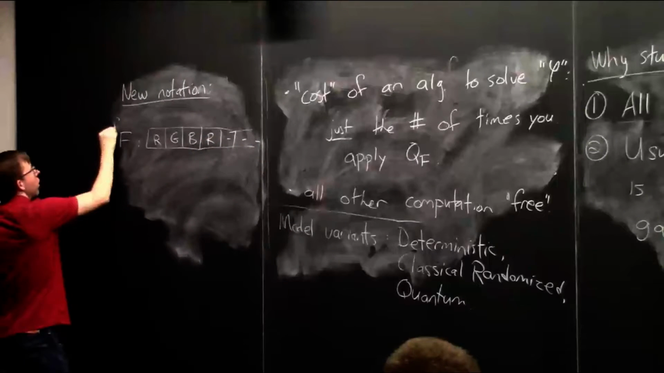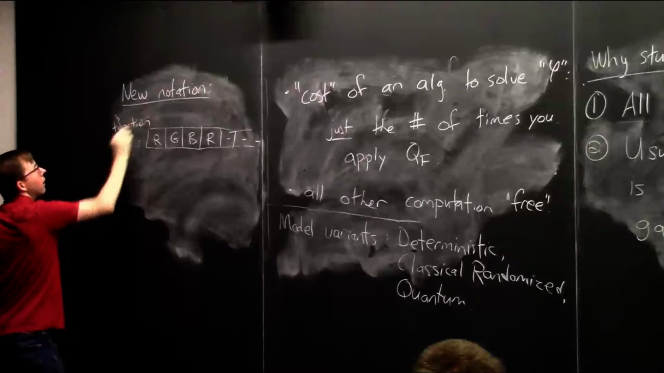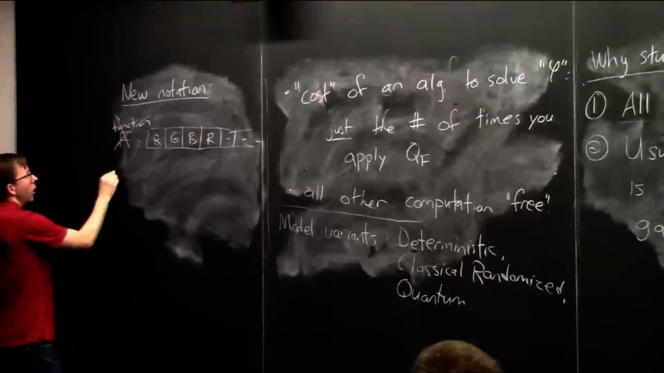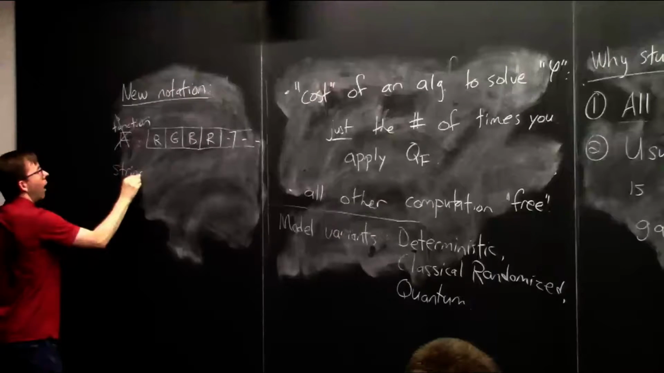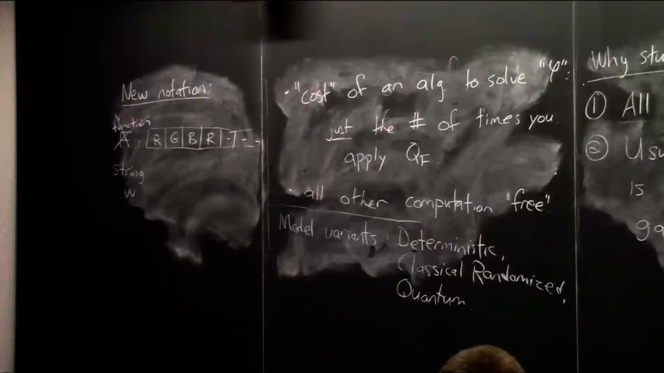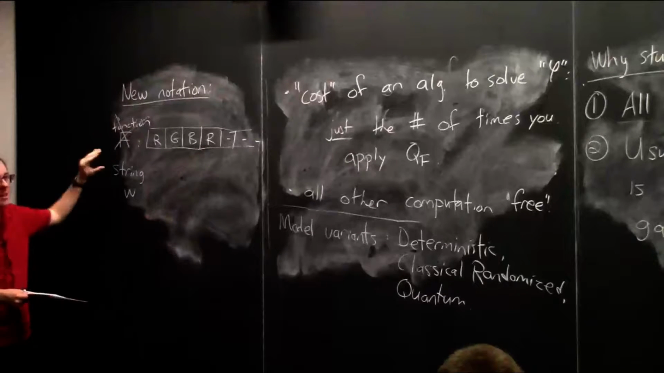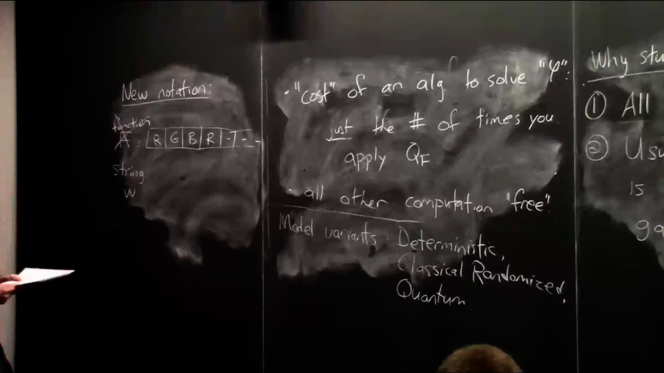It's not going to be a function anymore. It's just going to be a string. So I'll write function here only to cross it out. We're going to call it the input w. Now, most commonly you call strings x, but it would be too much confusion to do that because we used to call the indices x. So I'm going to call the string w for word.